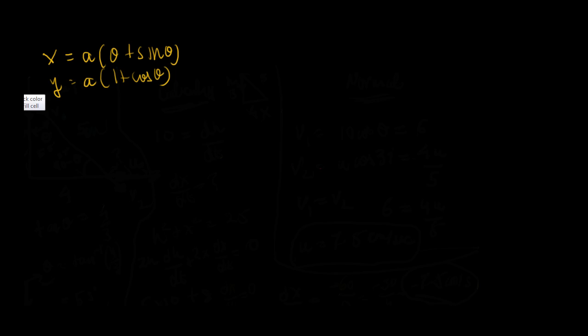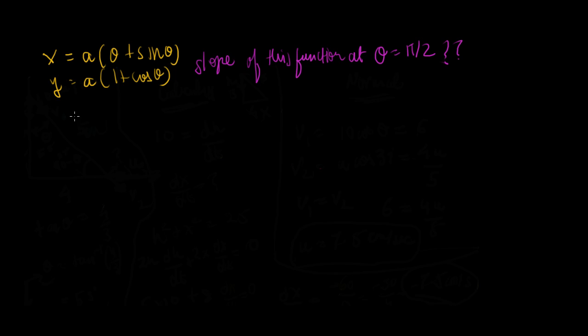Alright, and they are asking us the slope of this function, you can say, at theta is equal to pi by 2. So what is the slope there? We all know that the slope is defined as dy by dx, right?